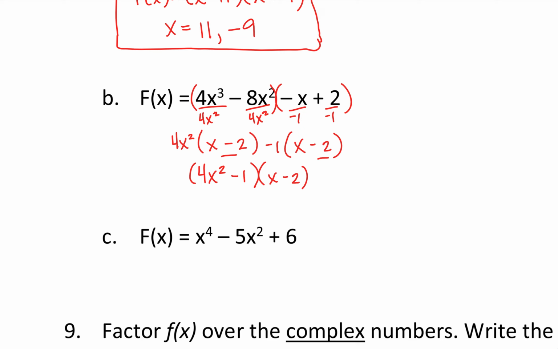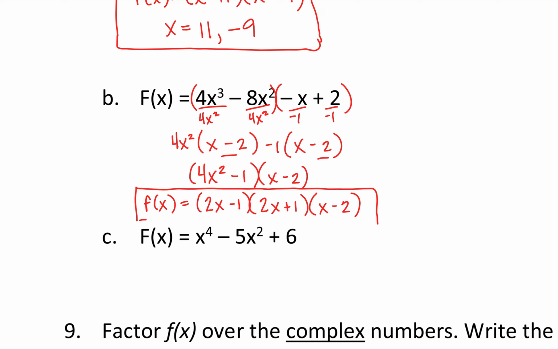Now, I have an x squared in that last set of parentheses, so I need to double check. Is it a difference of squares? In this case, it is. So I know I'm going to factor it one more time. And I know that I'm going to get a 2x minus 1, 2x plus 1, and bring that x minus 2 down. This is my factored form all the way down to all of its factors.